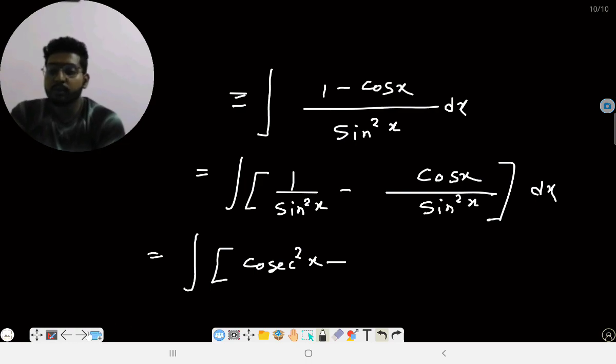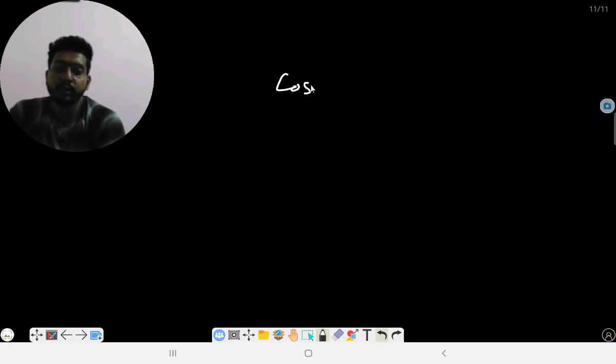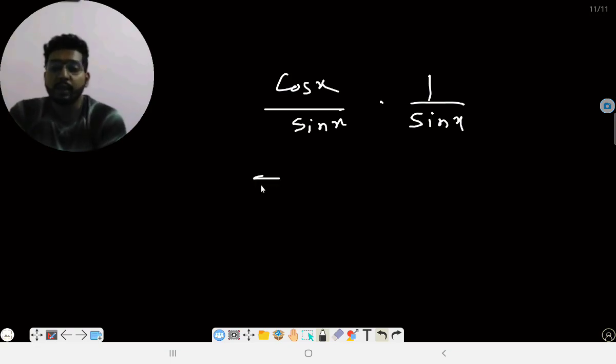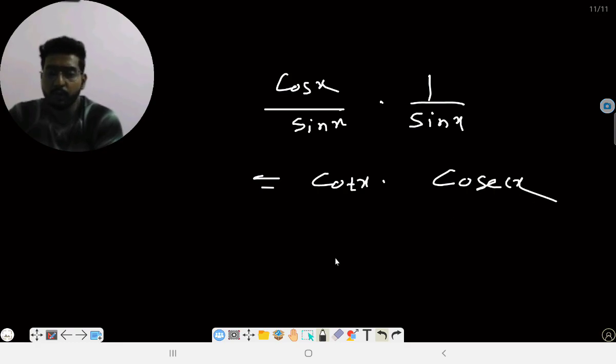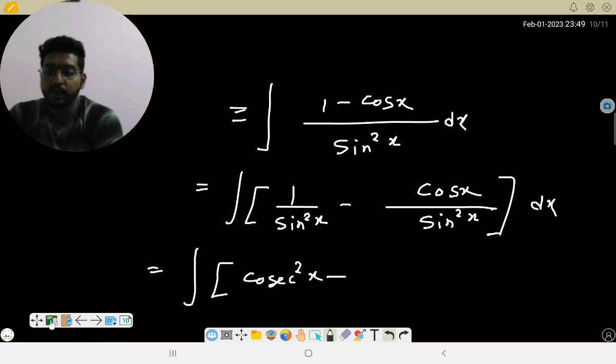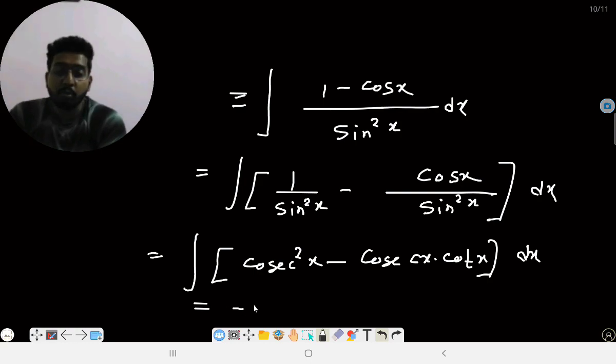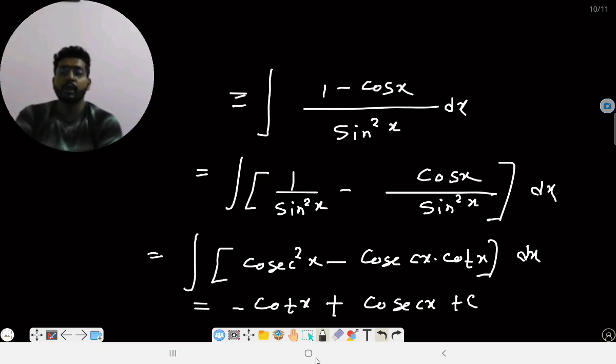Now cos by sin square x can be written like this: cos x by sin x into 1 by sin x. And that is what? Cot x into cosec x. So here it will be cosec x into cot x, and the integration of cosec square x is minus cot x, and here it is minus cosec, that means plus cosec x plus c. So that will be the answer.